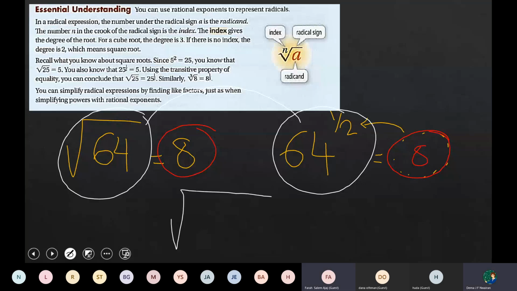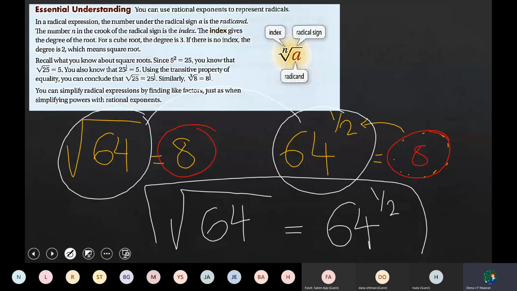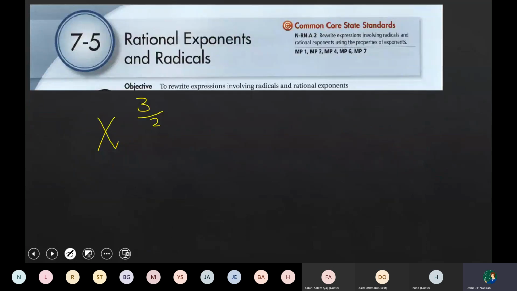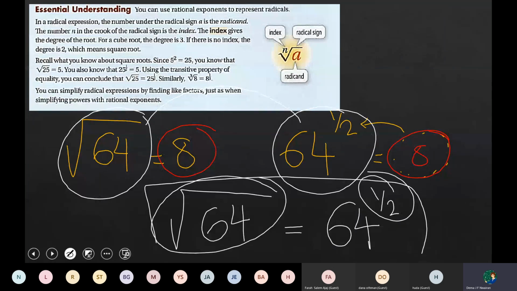Okay. So I can say that the square root of 64 is equal to 64 to the power half. This is the idea of our lesson. Don't tell me how. Wait a minute. After a few minutes, I will tell you what the rule is. So from here, just as an introduction, how can we say that the square root of 64 is the same as 64 raised to the power half? That was our lesson, the rational exponents and the radicals.